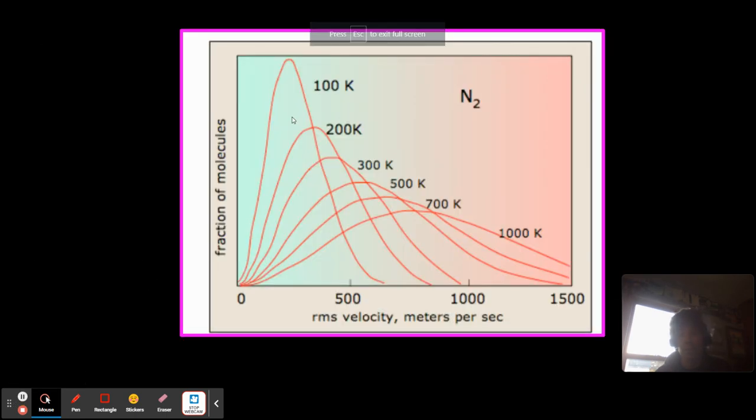So here's one of the images that I kind of flew over. This is for increasing the temperature. You can see that for different samples of nitrogen, as you go up, the curve flattens and moves to the right.